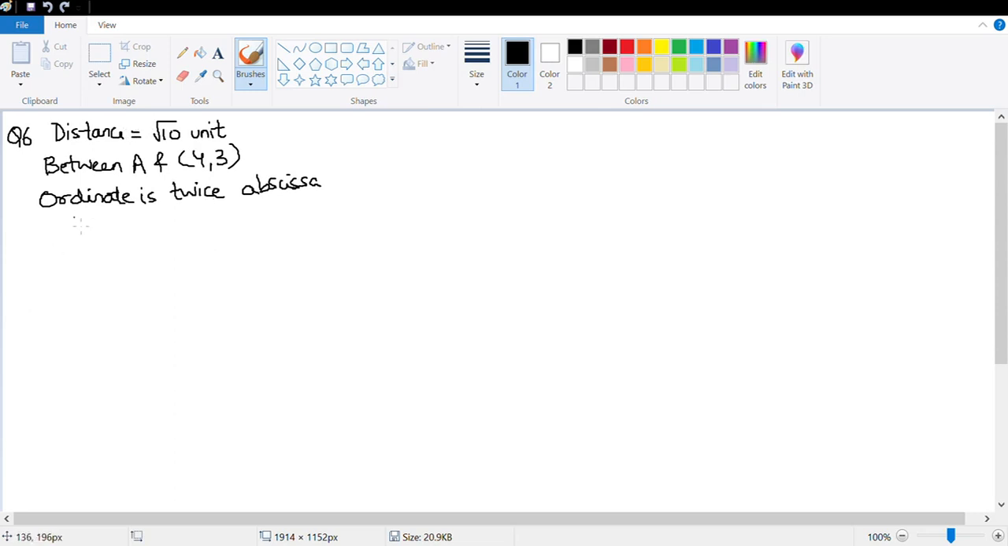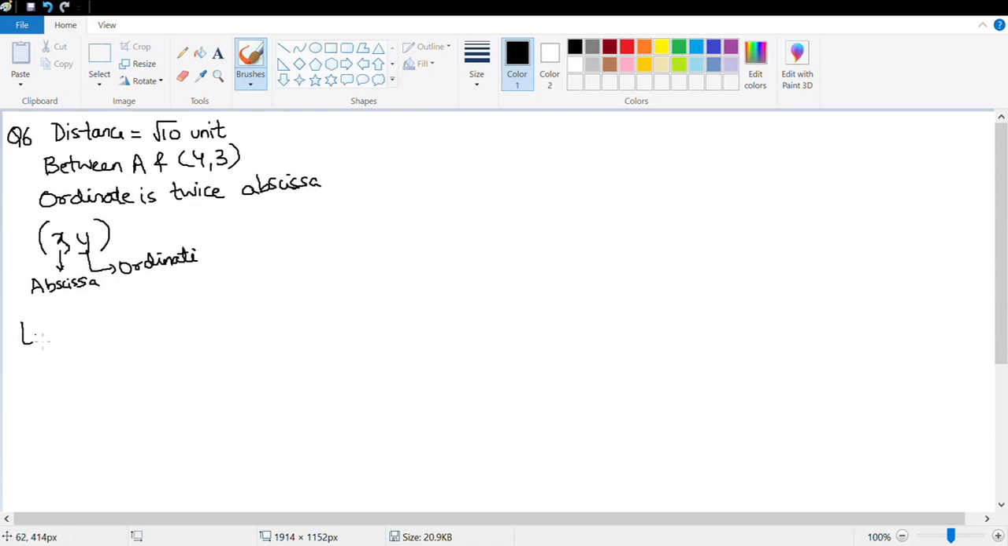Now here I would like to remind or revise what we've done. Whenever you write coordinates of any point, you write x first and then you write the y coordinate. This is known as the abscissa and this is known as the ordinate. We've done this in the previous chapter. So here they're saying ordinate is twice the abscissa. So we do not know either of the variables.